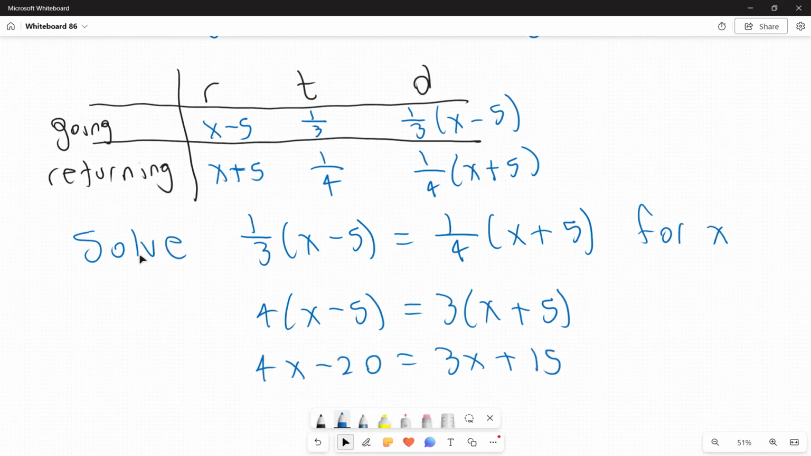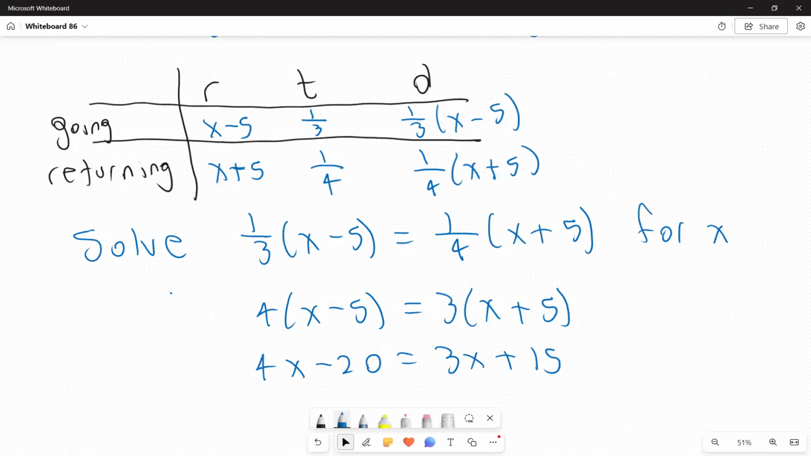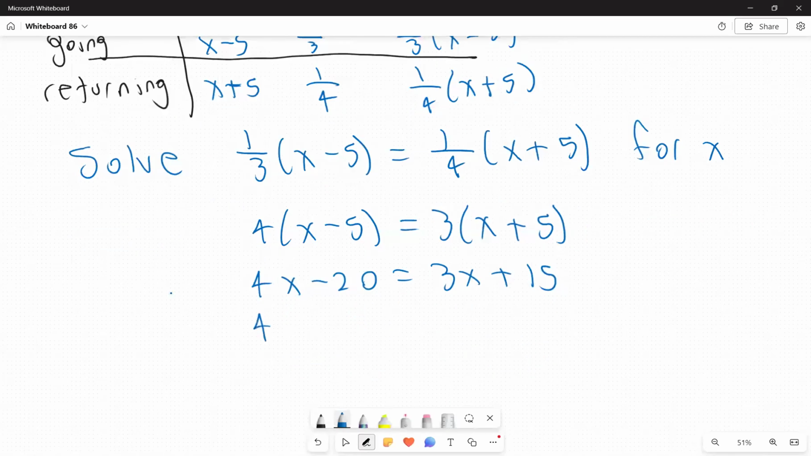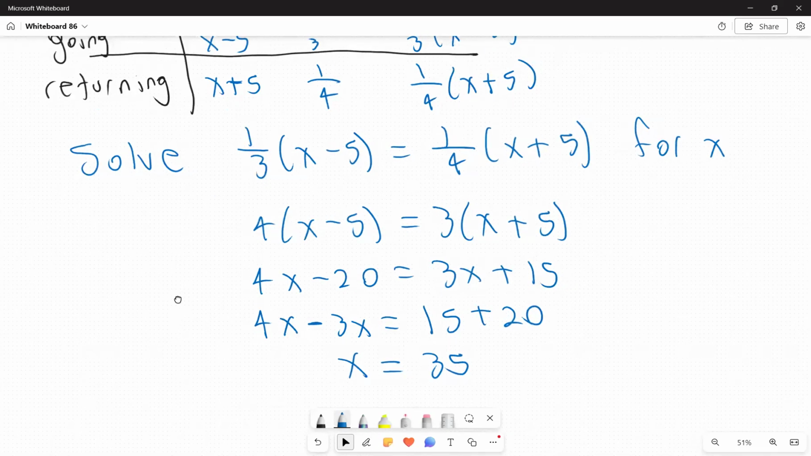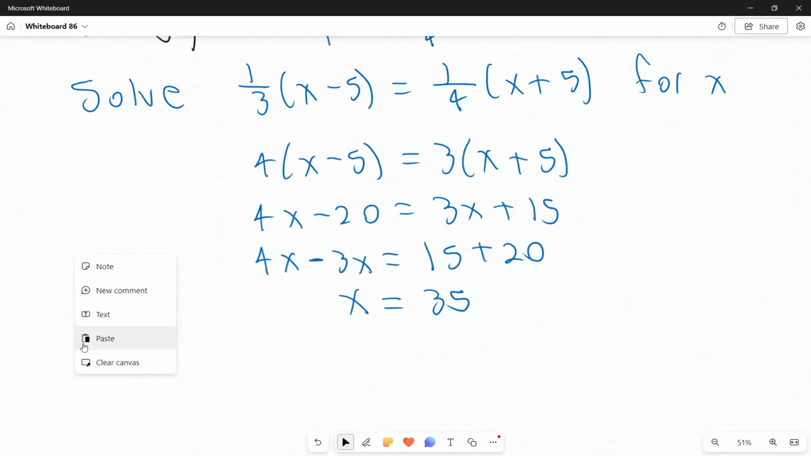And finally, 4x minus 3x. So we're going to bring the 3x to the left and the 20 to the right with opposite sign. So 4x minus 3x is x, and 15 plus 20 is 35. And that's it. So her boat speed was 35 kilometers per hour.